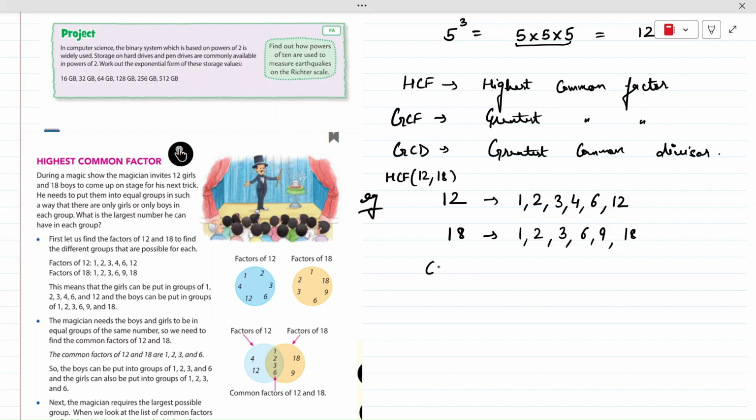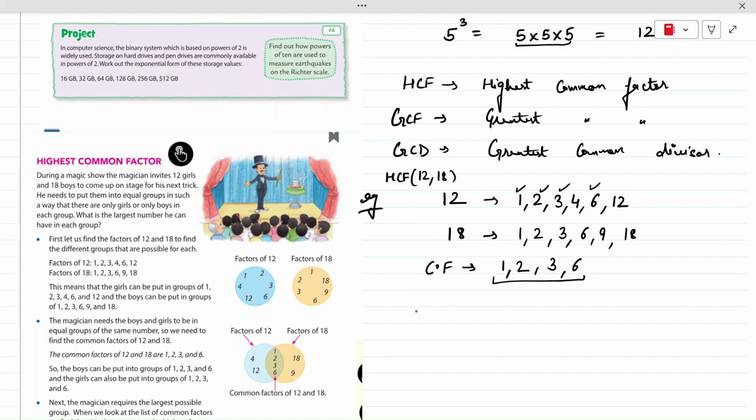Next, we will find the common factors first. What are the common factors? So the common factors are 1, 2, 3, and then the next common factor is 6. Otherwise, 4 is not present here, 12 is not present here, and the numbers 9 and 18 are not present there. So these are the common factors.